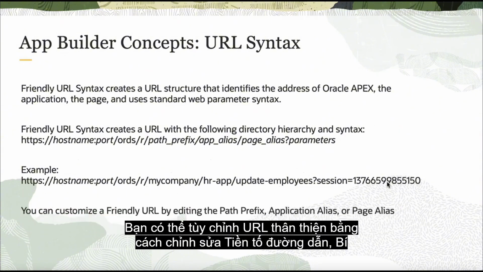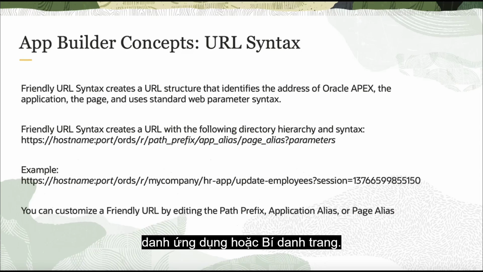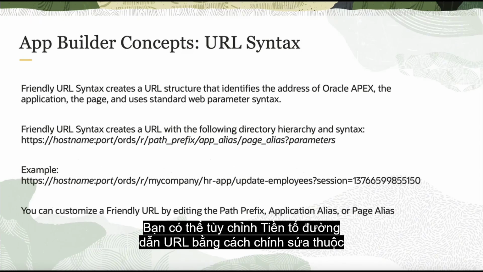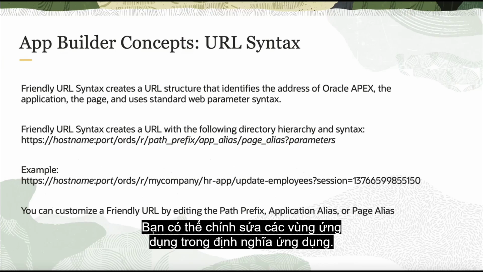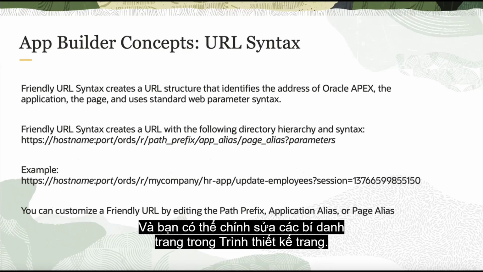You can customize a friendly URL by editing the path prefix, application alias, or page alias. You can customize the URI path prefix by editing the path prefix attribute in workspace administration. You can edit the application alias in the application definition. And you can edit the page alias in the page designer.